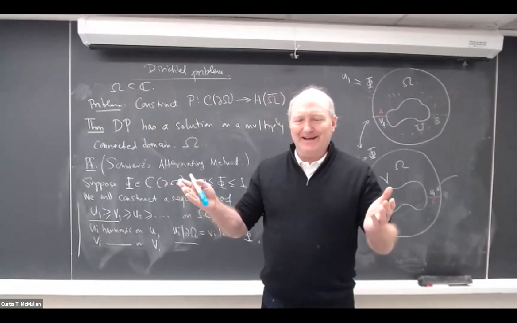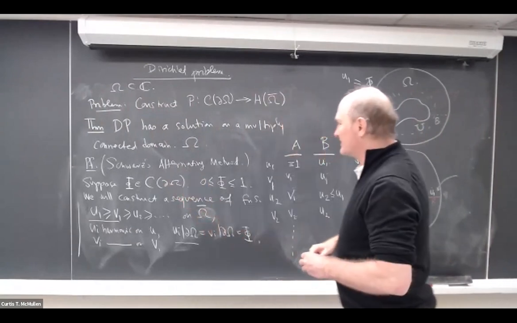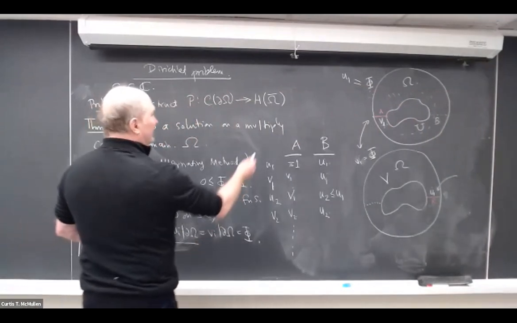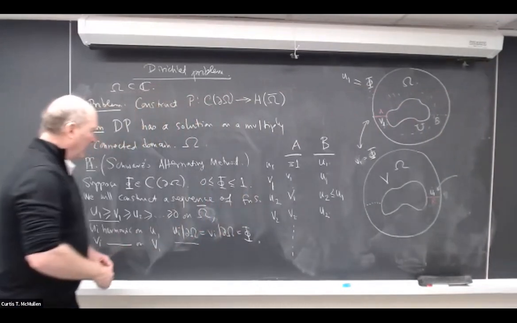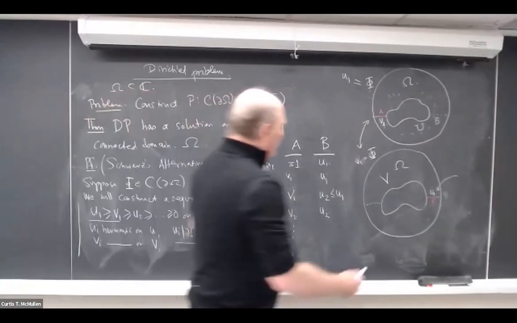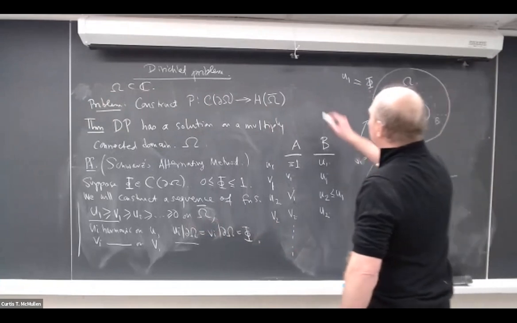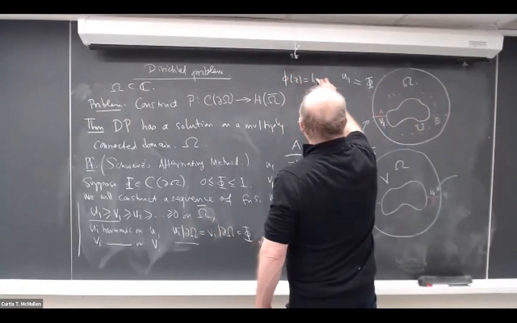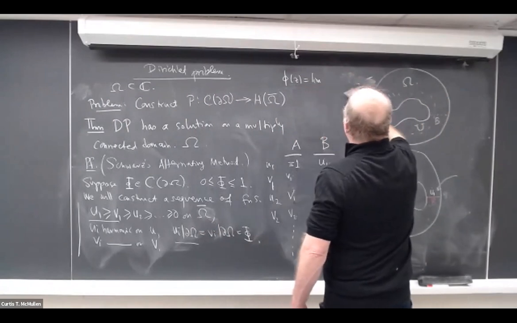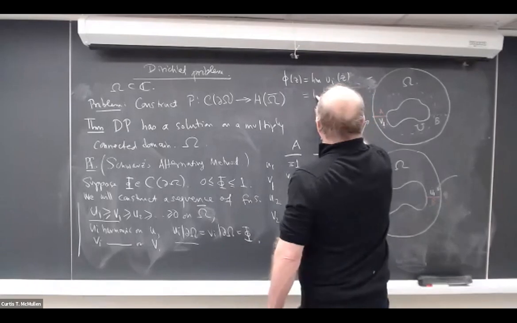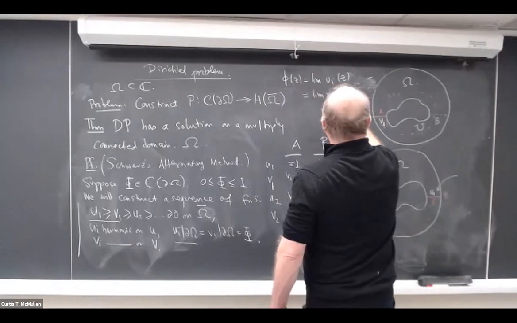One is a decreasing sequence of functions that's bounded below, because all of these are positive because of the fact that phi was bounded below by 1. A decreasing sequence has a limit. So now we at least have something we can get our hands on. So we define phi of z to be the limit of ui of z in omega. And that's the same as the limit of vi of z.